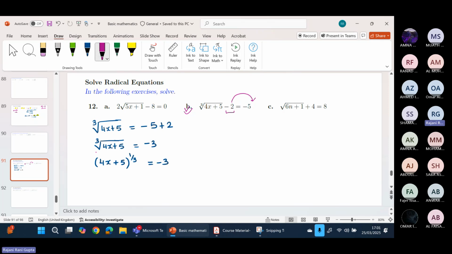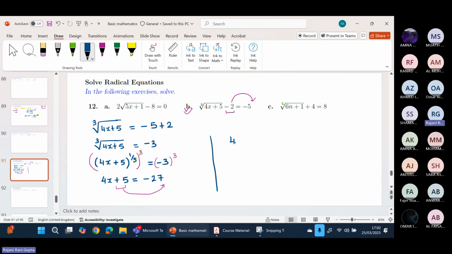Now I want to cancel this power. So what I will do, I will take all power 3. Correct. We take all power 3. So what happened here? This 3 and 3 cancel. See, this is how this question and this question is different. Here root means it's 2, so here you will be taking power 2. Okay. So this gives you 4x plus 5 equal -3 when you multiply 3 times. It gives you -27. Now again, take this +5 to the other side.